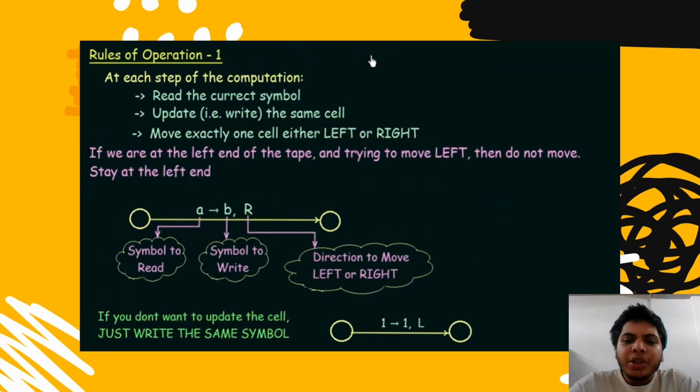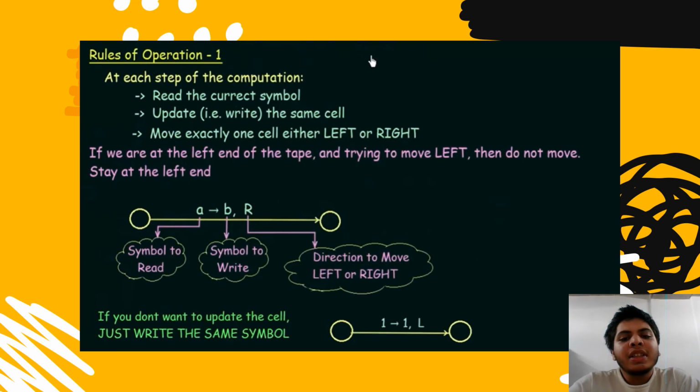So remember that you are going to take this transition only if the tape head is on this symbol A. So A is the symbol that you are going to read. Then the symbol represented by B is the symbol that you need to write. So your tape head was present on the cell which was containing A, and you want to update that A with B. That is, in the same cell you want to write B. So the symbol that you want to write is represented by the symbol B.